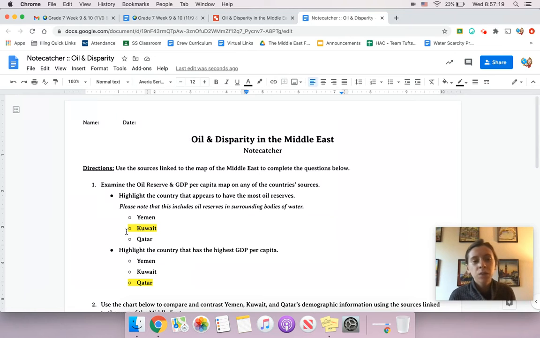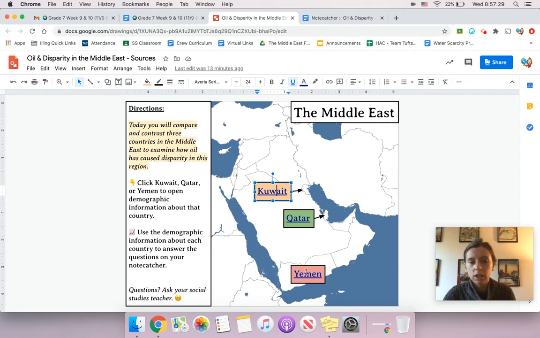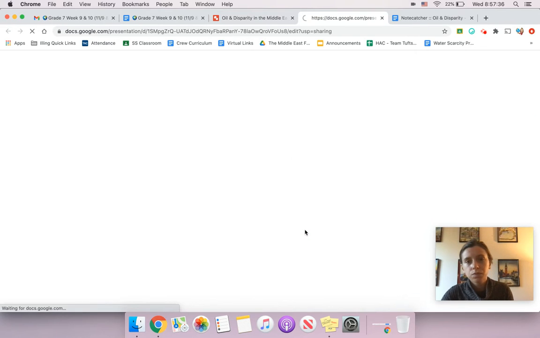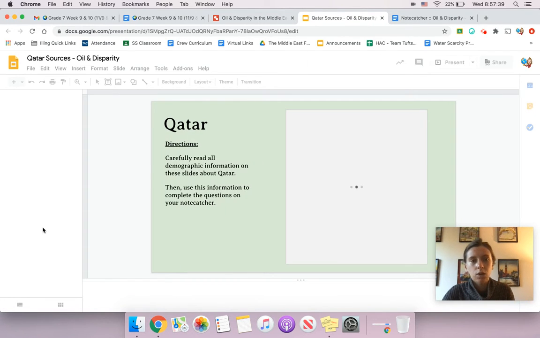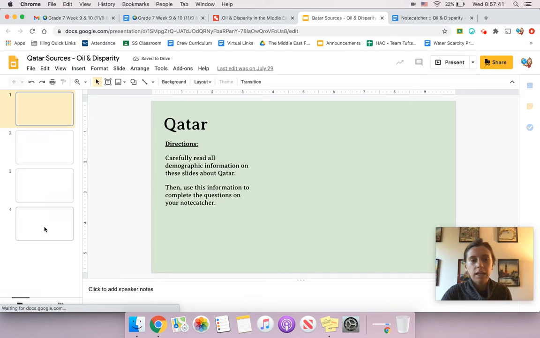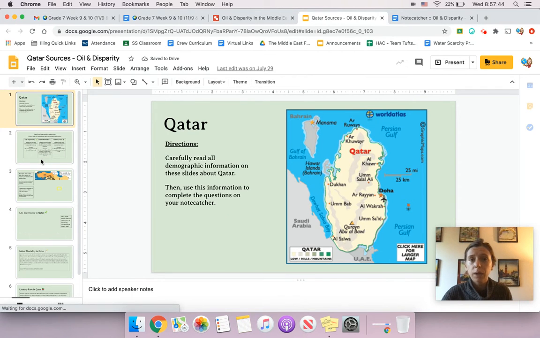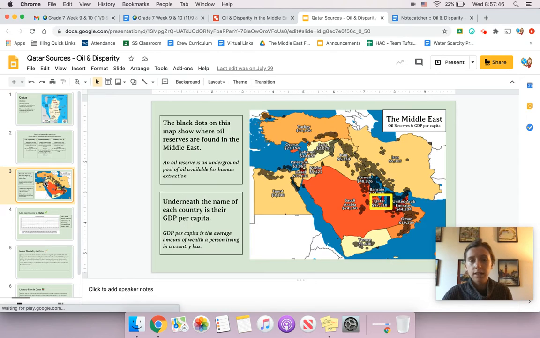So number 1 says, examine the oil reserve and GDP per capita map on any of the country's sources. So if I go to this map, I have Kuwait, Qatar, Yemen. It said I can click any of them to get this map. So let's just go with Qatar. Now, once I open Qatar's sources, I'm going to get some Google Slides giving me a ton of information about Qatar, but I need to find this map, the one that compares and contrasts oil reserves with GDP per capita. We've already seen this map in the last lesson, so hopefully it looks familiar.